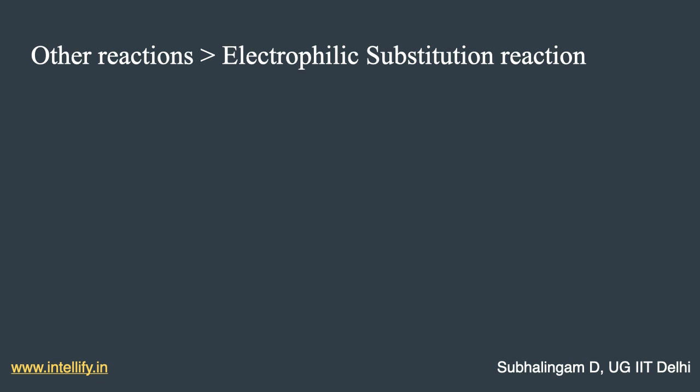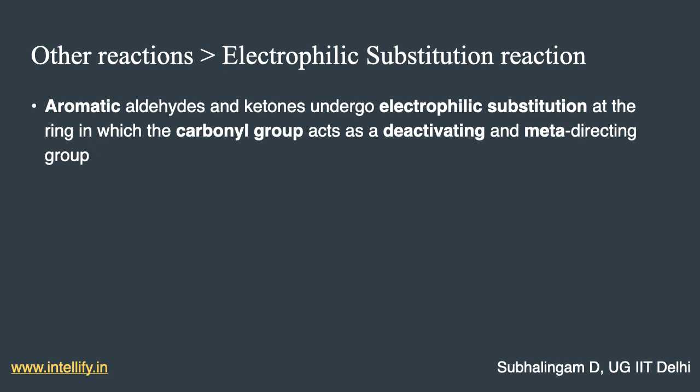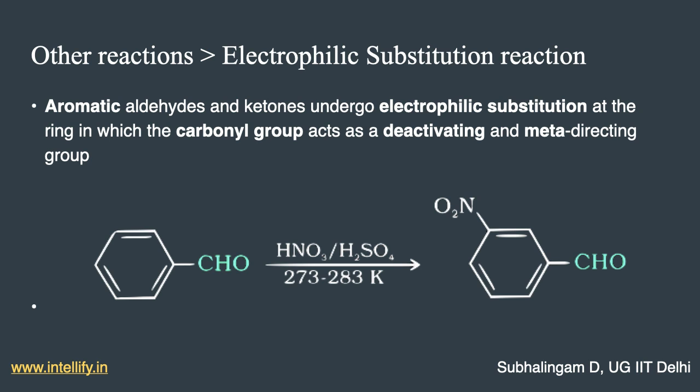Finally, electrophilic substitution reaction. Aromatic aldehydes and ketones undergo electrophilic substitution at the ring, in which the carbonyl group acts as a deactivating and meta-directing group. So the carbonyl group is deactivating and it is meta-directing. For example, I have benzaldehyde, with HNO3, H2SO4, at 273 to 283 Kelvin. I get a meta substitution over here. And similarly, you can write other reactions for yourself.